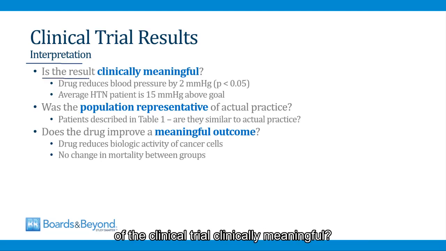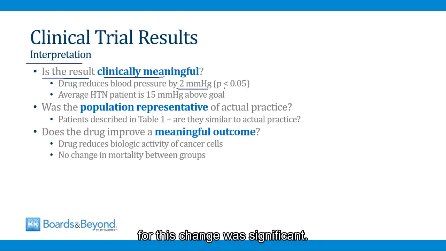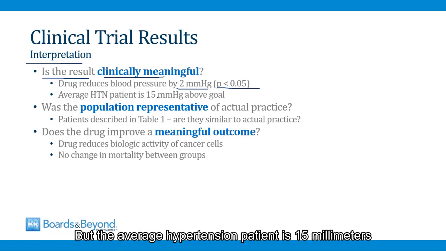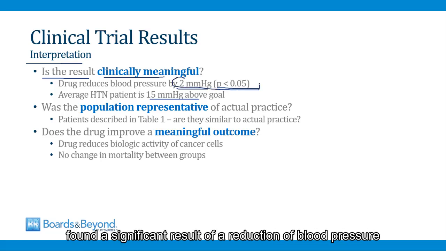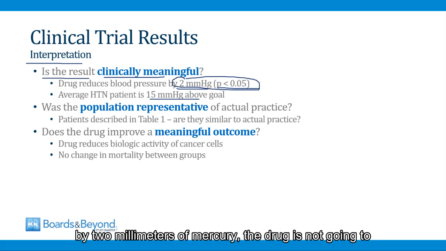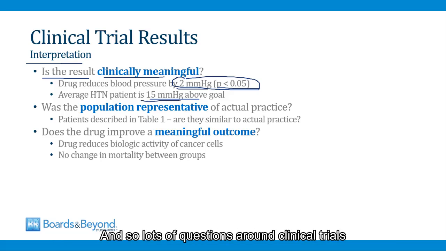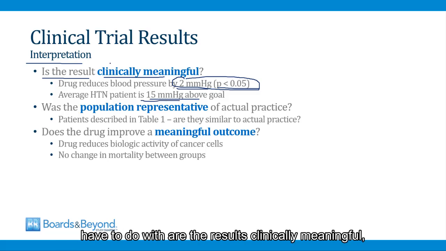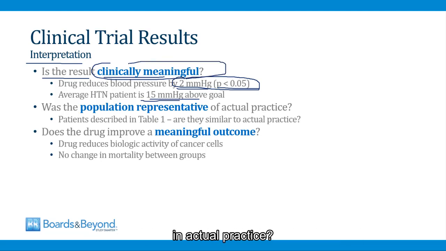First, is the result of the clinical trial clinically meaningful? Suppose, for example, a drug reduced blood pressure by 2 millimeters, and the p-value for this change was significant. But the average hypertension patient is 15 millimeters above their goal. What this means is that even though this clinical trial found a significant result of a reduction of blood pressure by 2 millimeters of mercury, the drug is not going to be very useful clinically because patients need to come down by 15 points. And so lots of questions around clinical trials have to do with, are the results clinically meaningful and will they have benefit to actual patients in actual practice?